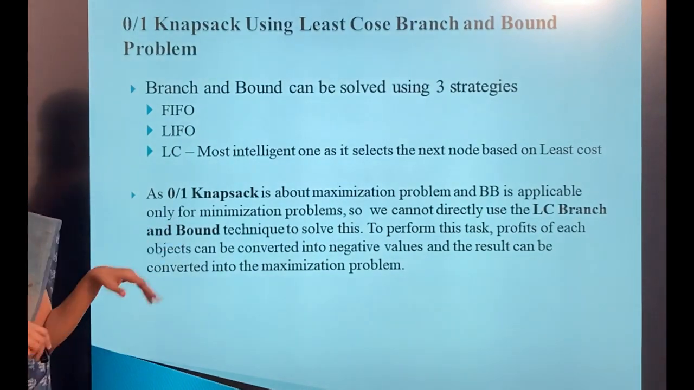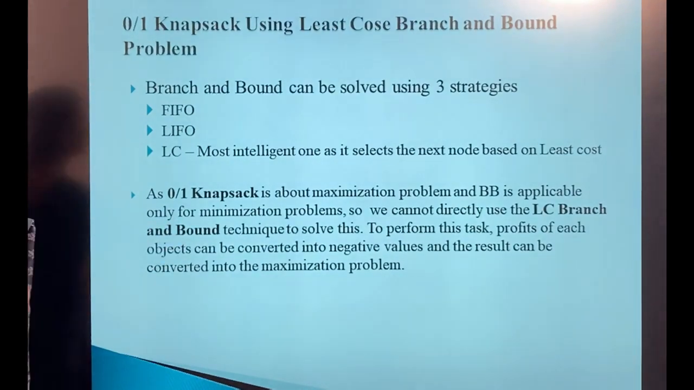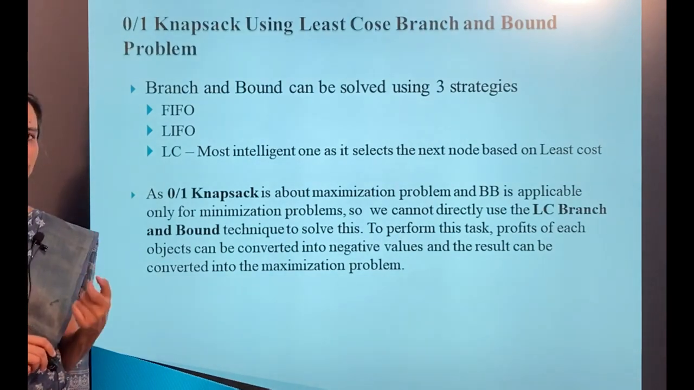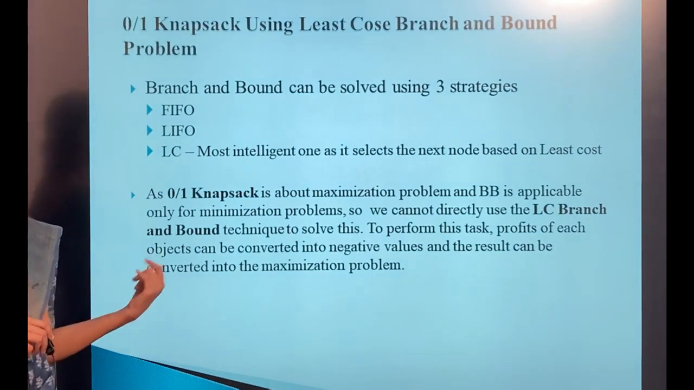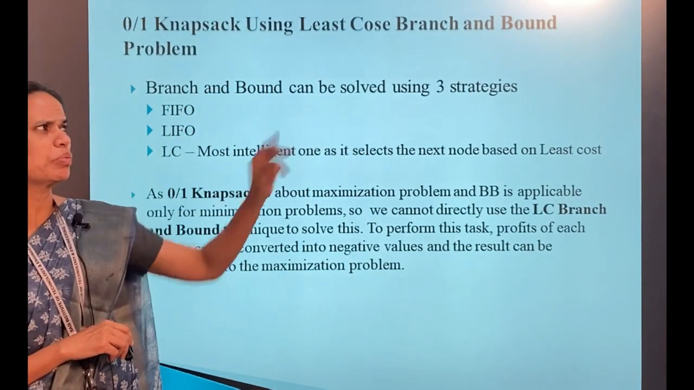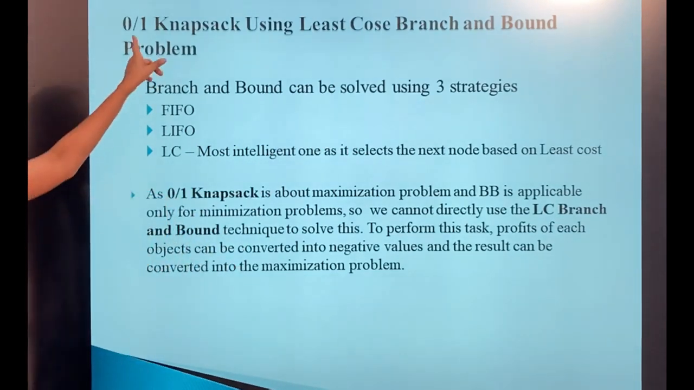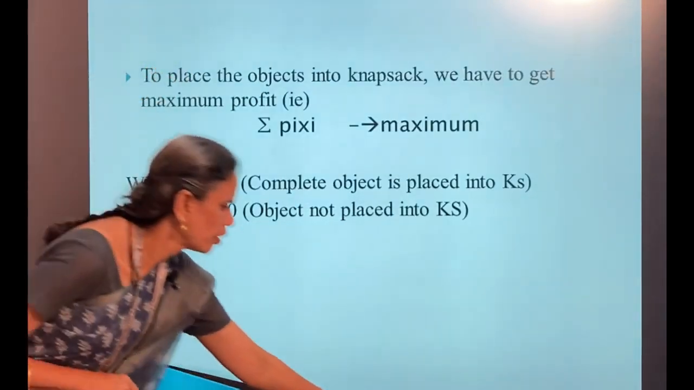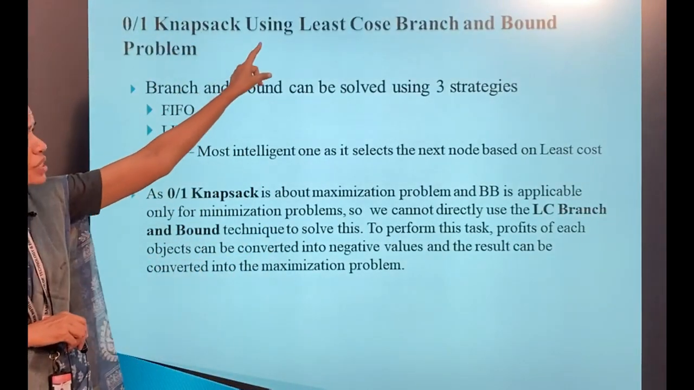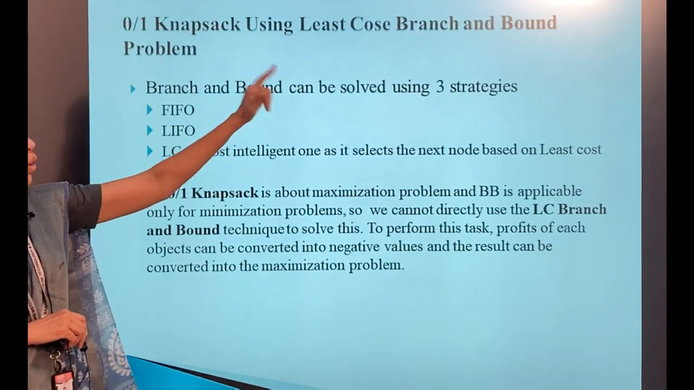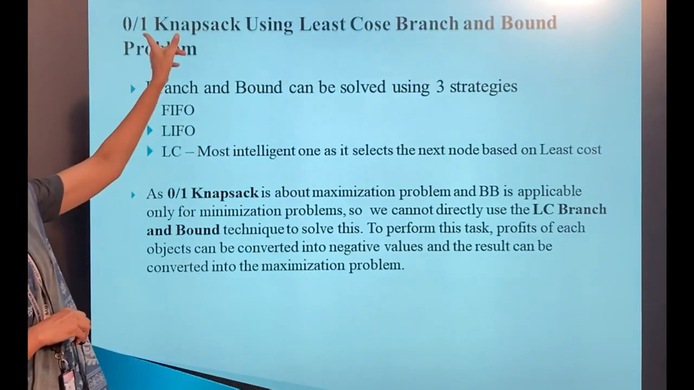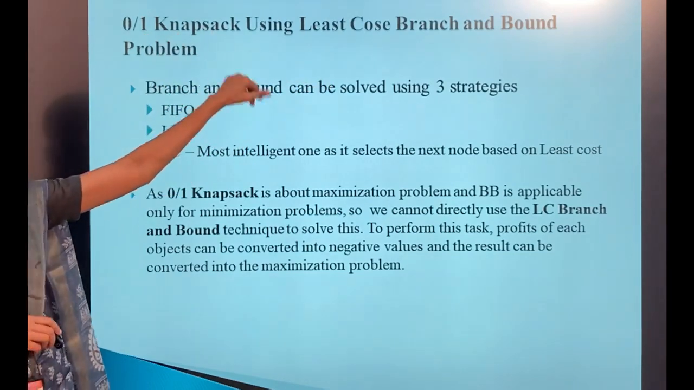So what is 0/1 knapsack? We use this knapsack for the profit. The 0/1 knapsack is applicable only for the maximization problem, but branch and bound is applicable only for the minimization problem. So how can we convert? Branch and bound will be used for the minimization problem and 0/1 knapsack will be used for the maximization problem.